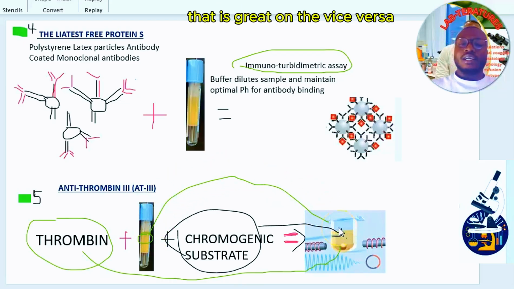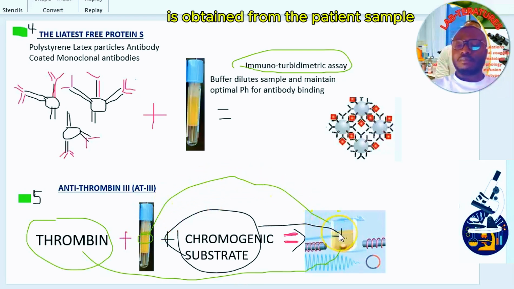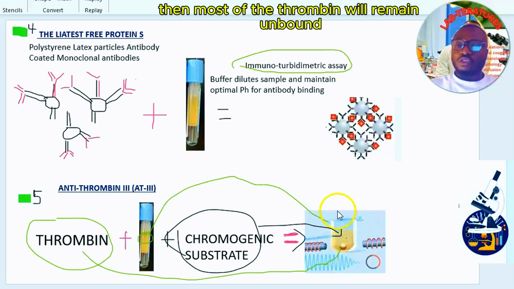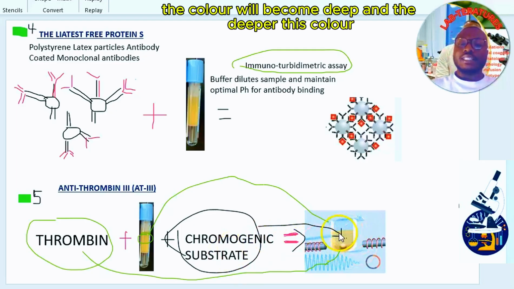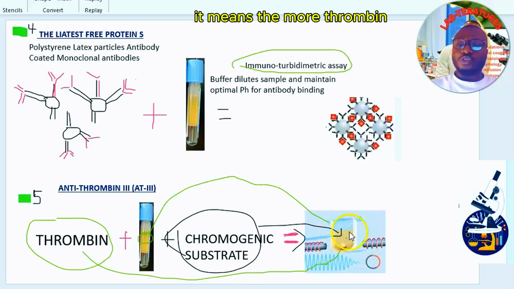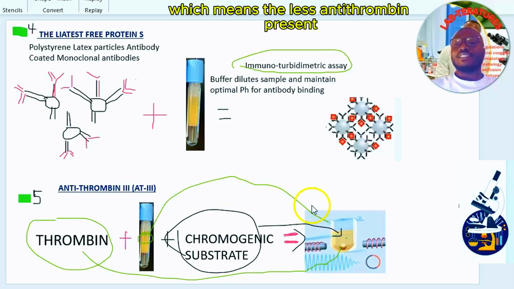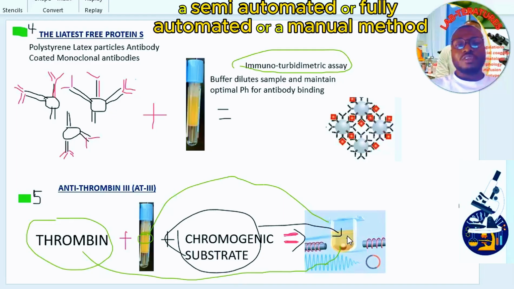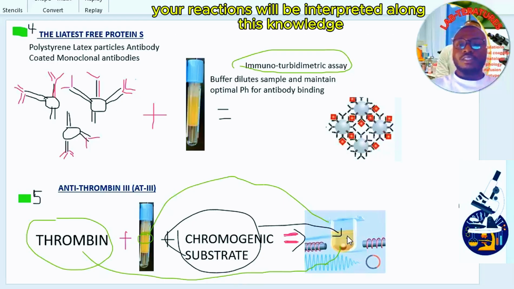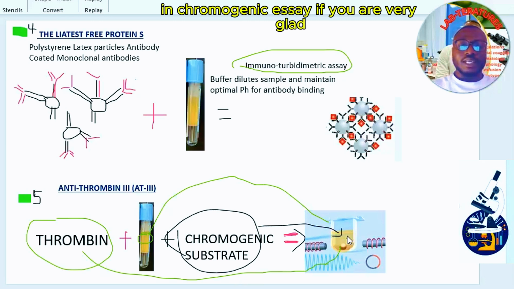That is great. Vice versa, if very little antithrombin is obtained from the patient sample, then most of the thrombin will remain unbound, free to convert the chromogenic substrate into a color. The color will become deep, and the deeper this color, it means the more thrombin, which means the less antithrombin present. So it is interpreted that way. And whether you are using a semi-automated, a fully automated or a manual method, your reactions will be interpreted along this knowledge in chromogenic assay.